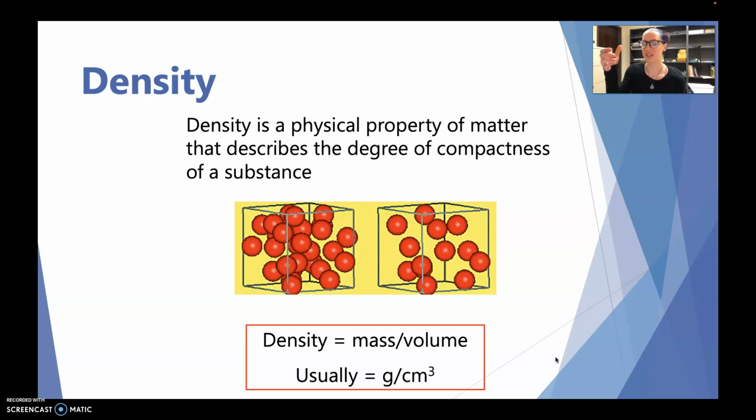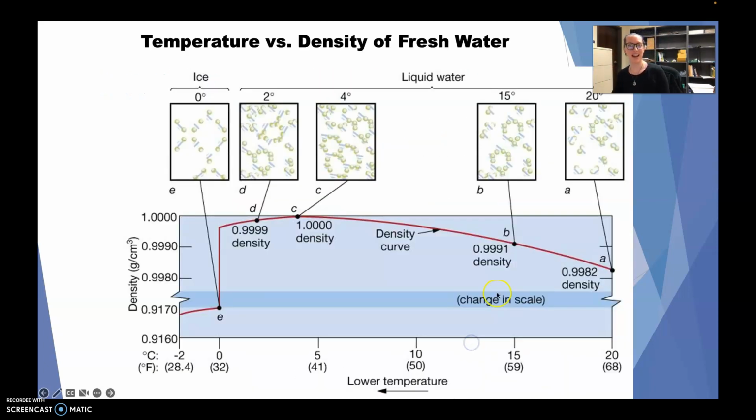Now imagine you have a glass of ice water. Is your ice floating in your ice water, or is it sinking? What's it doing? It floats, right? Ice floats. So what we're looking at here is the temperature of a substance, in this case water, and on our y-axis is density in grams per centimeter cubed.